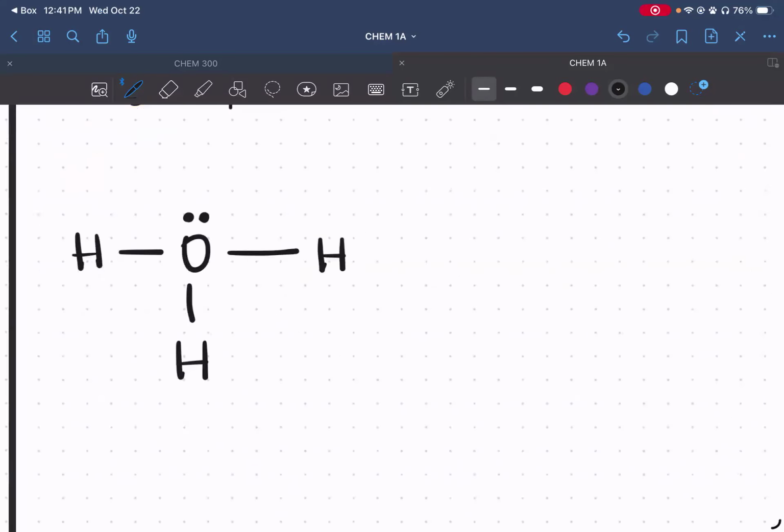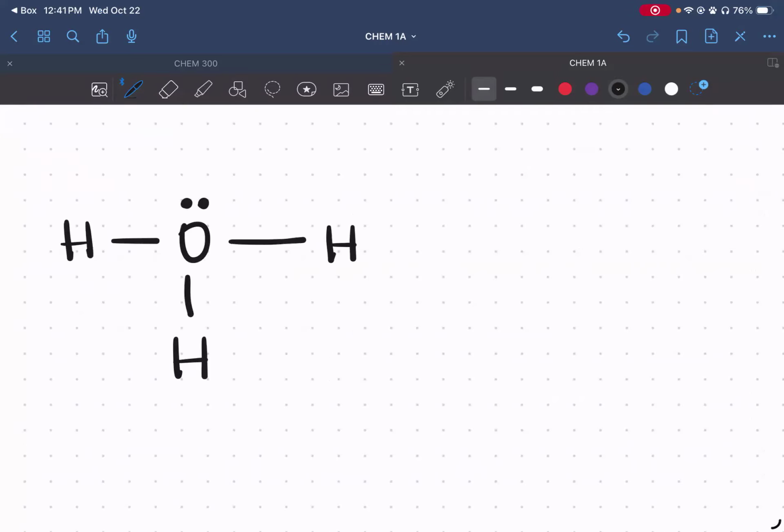Now, it's very important that you do draw the pair as a pair, meaning don't draw the electrons far apart like that. That just doesn't look right. Please pair them up together.